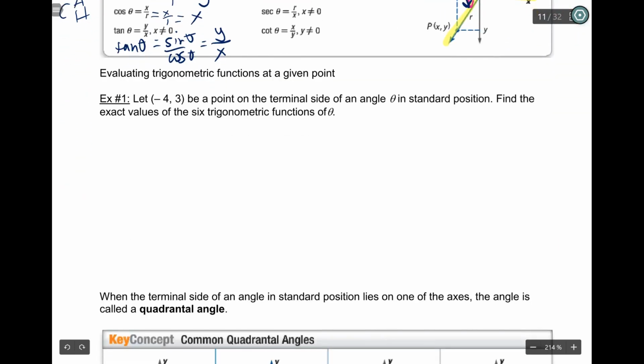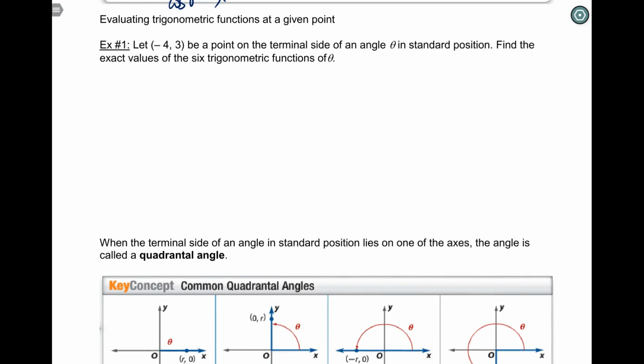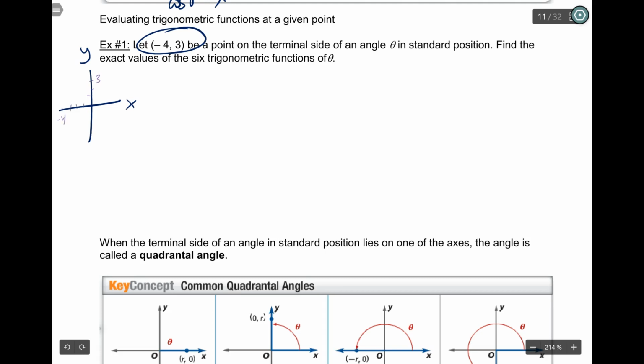Okay, so let's evaluate trig functions at a given point. Let (-4, 3) be your point on the terminal side of an angle in standard position. So I'm going to draw this. Here's my x, here's my y. I go up 3, there's 3, go over 4, -4. So my point will be right here, and of course, this is the point on the terminal side of an angle in standard position.